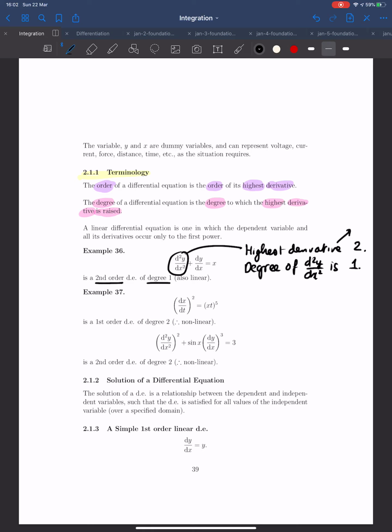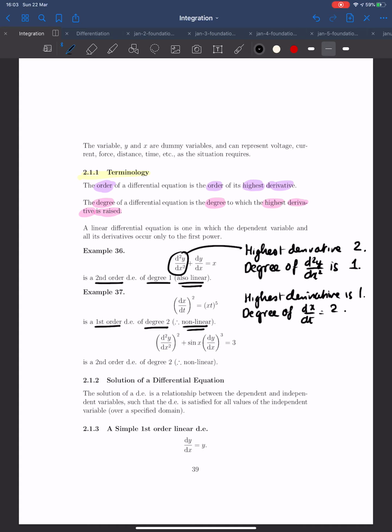Okay, so the next one, the highest derivative is 1, because it's dx by dt, and the degree of dx by dt is actually 2. So it's first order, degree 2. This first example here is linear because it's degree 1. This is non-linear because it's degree 2. Does that make sense? You'll have to email me if it doesn't.